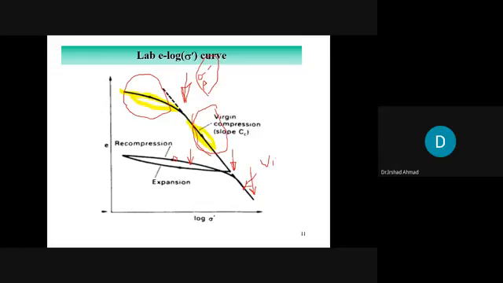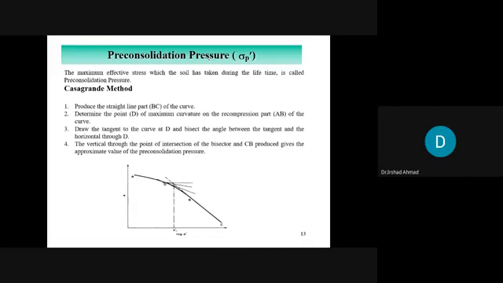But the method which is a bit more exact than this visual method is the method proposed by Casagrande. Casagrande's method: how to find the pre-consolidation pressure? It is a construction method, a graphical construction method, right? To find this maximum effective stress that has acted upon the soil.